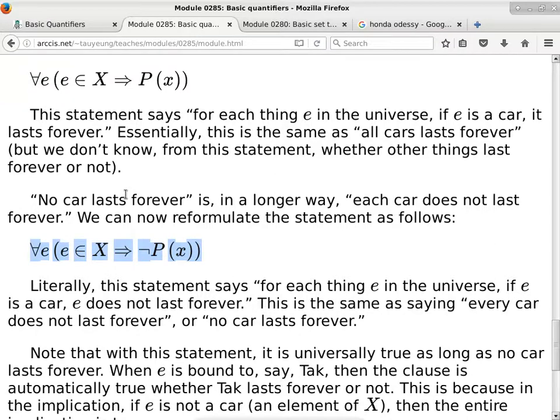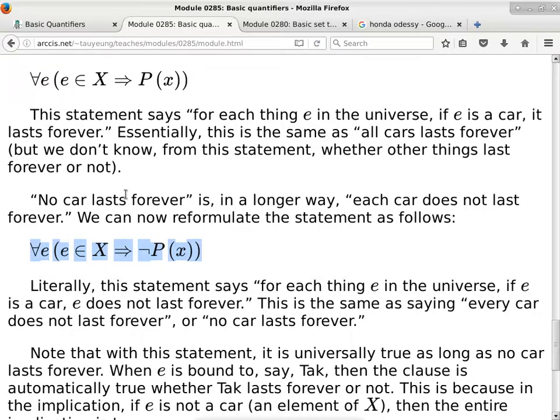But what is a shorter way to say that? What is the more concise way to say something like that? No car lasts forever. You said no car lasts forever. Yep, exactly. It says no car lasts forever. You cannot find me a single car that is going to last forever. Every car does not last forever. That's what it's saying.